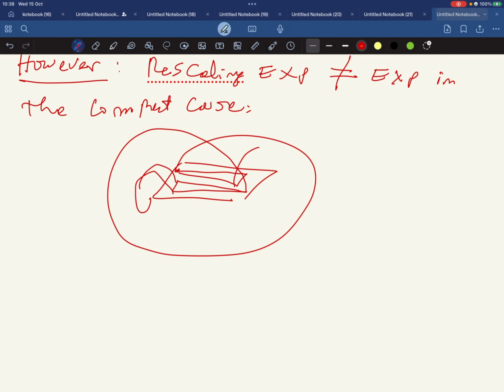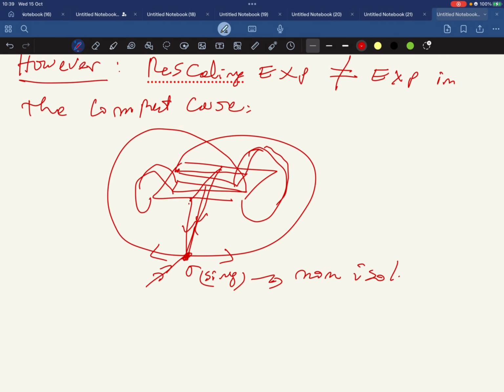the Lorenz attractor, which are depicted here very succinctly. Okay, the Lorenz attractor has a singularity which is not isolated, and therefore this attractor is not expansive.